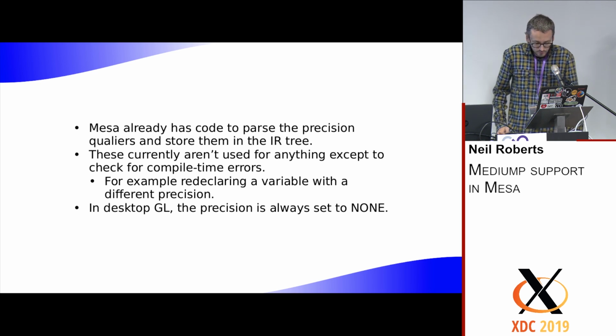And in desktop GL, in the later versions of GLSL for desktop GL, the precision qualifiers are allowed to exist in the shader source, but they don't have any bearing. They're supposed to be ignored. So Mesa just immediately sets all the precision on all the variables to none.